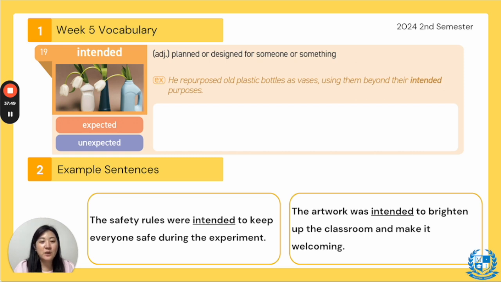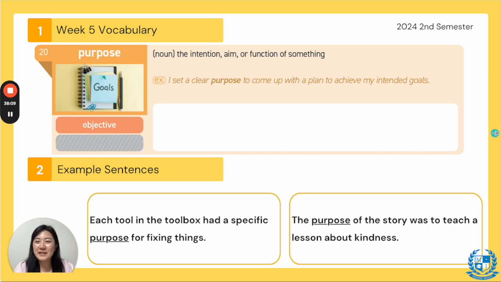Next one, it says the artwork was intended to brighten up the classroom and make it welcoming. Maybe it was an artwork of a huge shining sun with a smiley face. And its purpose was, it was planned or designed to brighten up the classroom, to make it fun. Next one, number 20, our word is purpose. Everyone say purpose. The synonym is objective, and it is a noun, and it means the intention, aim, or function of something. Or we can also say the goal of something.